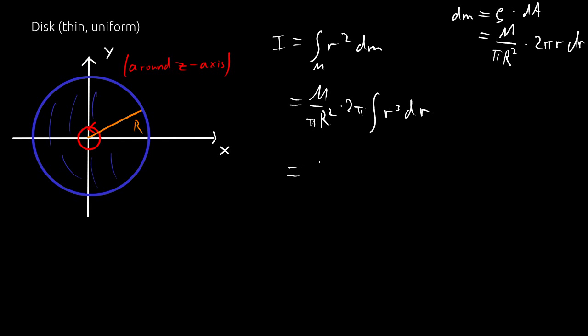And this equals, if we cancel out that pi here, 2m over r squared times 1/4, and we are integrating from 0 to big R, and this is just going to be capital R to the power of 4. And then we can cancel out capital R to the power of 2, and we're left with 2 divided by 4. Now this is just going to be 1/2 times m times r to the power of 2.